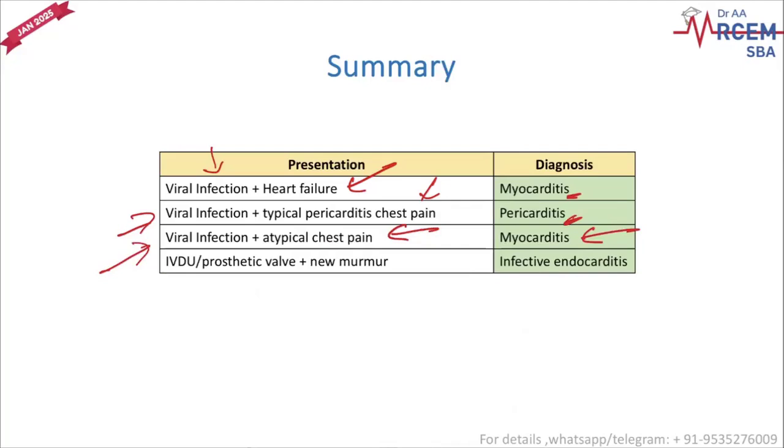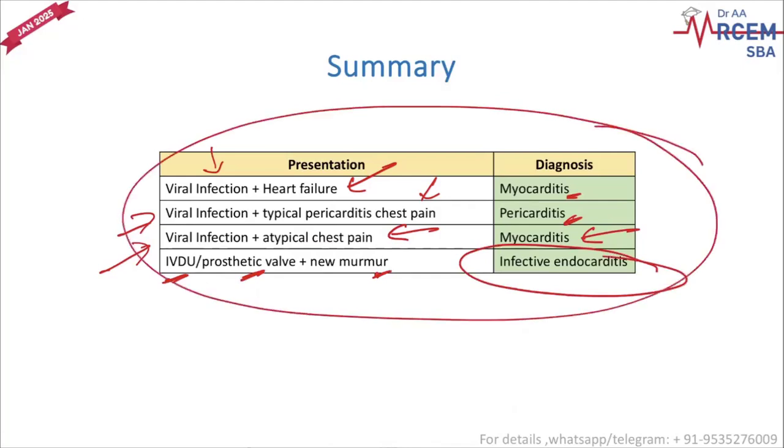You need to remember, anyone who is an IV drug abuser or has a prosthetic valve and has presented to the emergency department with a new onset murmur, the murmur can be anything depending on the valve which is involved, then consider it to be infective endocarditis. So this summarizes basically how to pick up the diagnosis. Then we know the treatment.